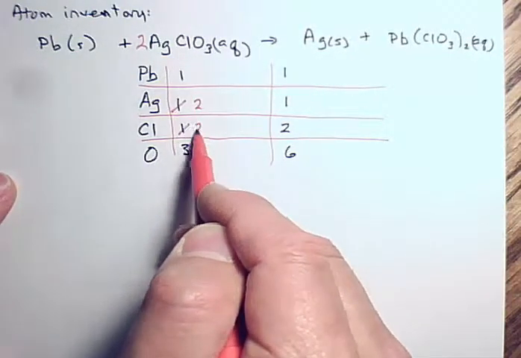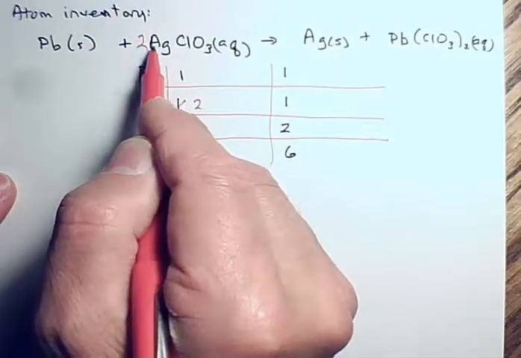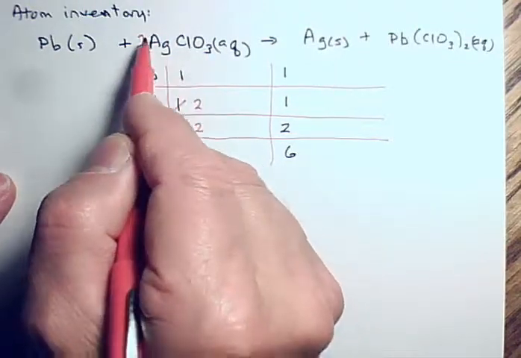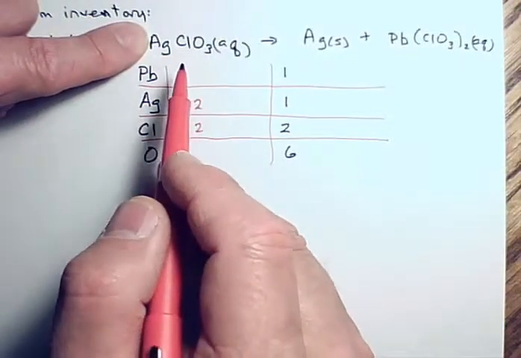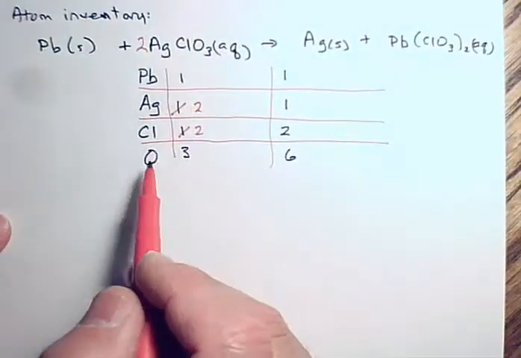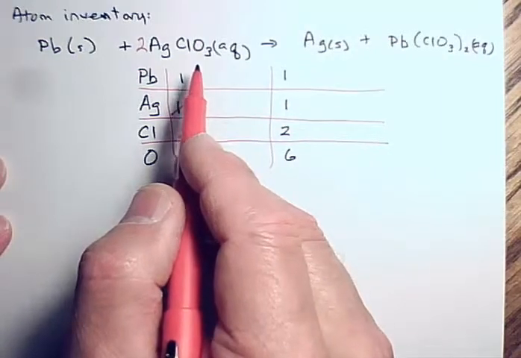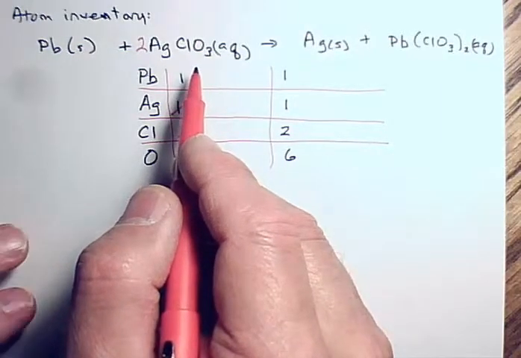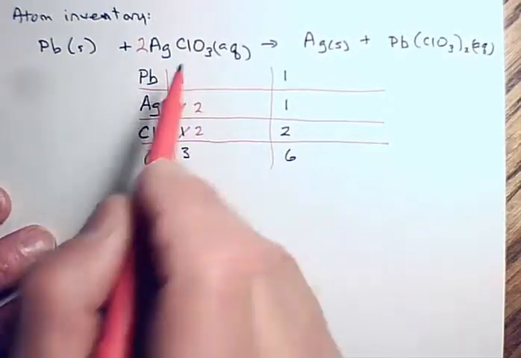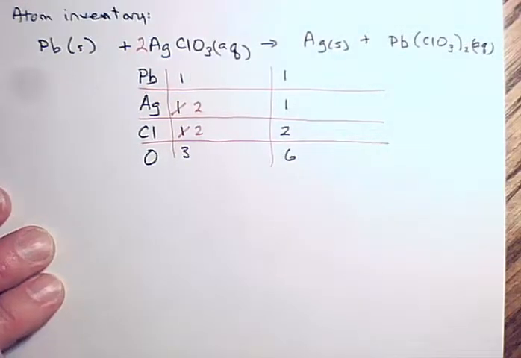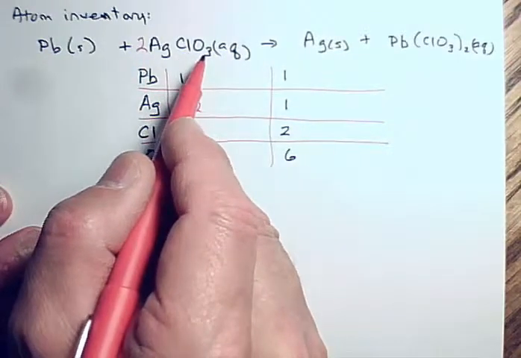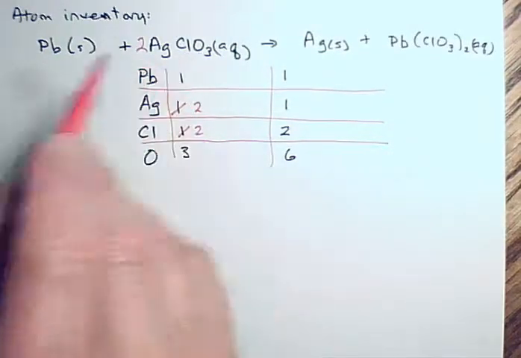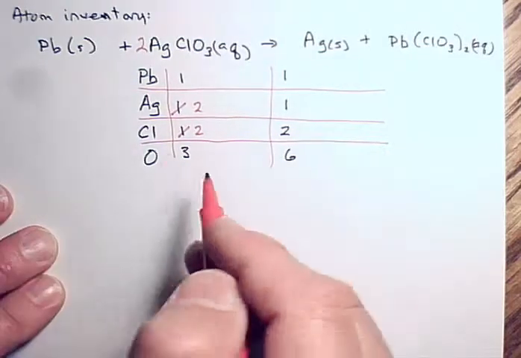2 chlorines. That coefficient in front changes and multiplies everything in that formula, because we're taking this formula unit and saying instead of 1 of those, we've got 2 of them. Okay? And so how many chlorines do I now have? Mariah, how many oxygens do I now have on the left side of the equation, having put that 2 in front of the formula? 6.